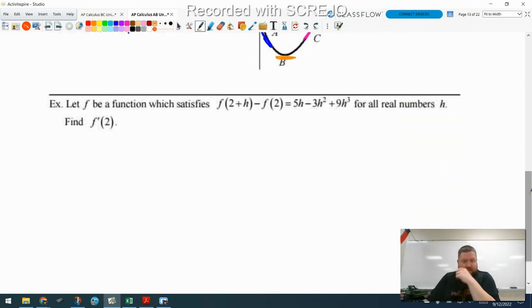All right, let f be a function which satisfies that equation for all real numbers h. Find f prime of 2. All right, so this is kind of tough to visualize what you should be doing here. Okay, but what they're expecting you to recognize is that you are asked about a derivative, and then you see this, and this should look familiar. Okay, so I'm going to put a reminder over here for us.